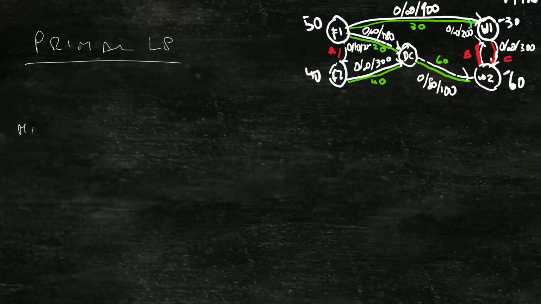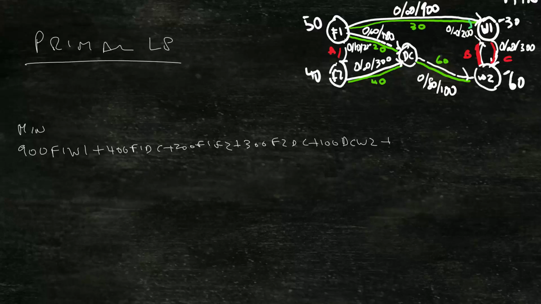It'll be minimize 900 F1W1 plus 400 F1DC plus 200 F1F2 plus 300 F2DC plus 100 DCW2 plus 200 W2W1 plus 300 W1W2.